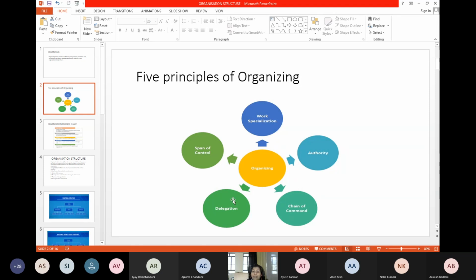And the next is delegation. So we have also discussed this, delegating authority. Delegating authority is basically the superior or the senior managers giving some of their authority to their subordinates. Now why? What's the purpose of delegation? Anyone? Why should they delegate the authority?